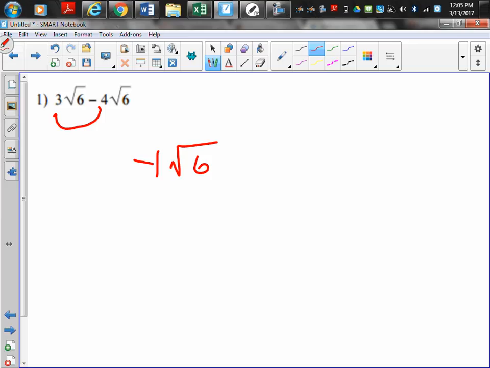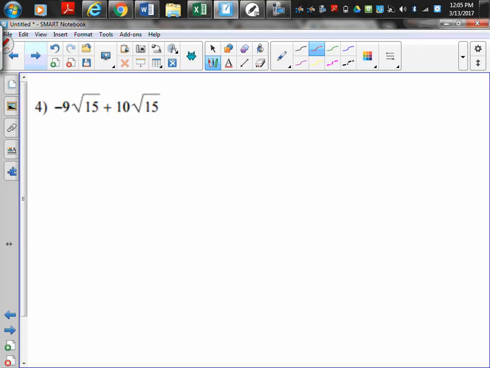All right, so let's look at problem number 2. I have negative 9 square root of 15 plus 10 square root of 15. So you have square root of 15 and square root of 15. Since those are the same, all you do is take care of the coefficients. Negative 9 plus 10, 1 square root of 15.